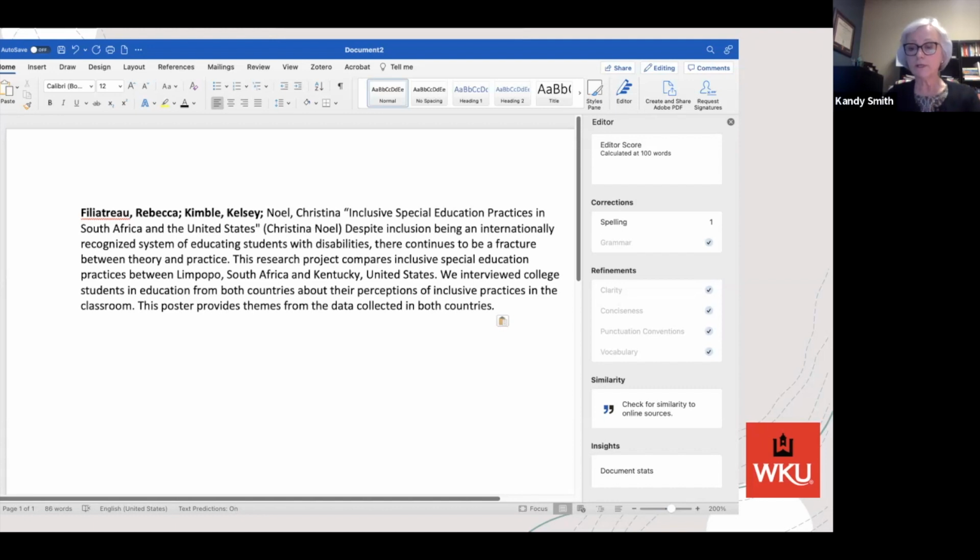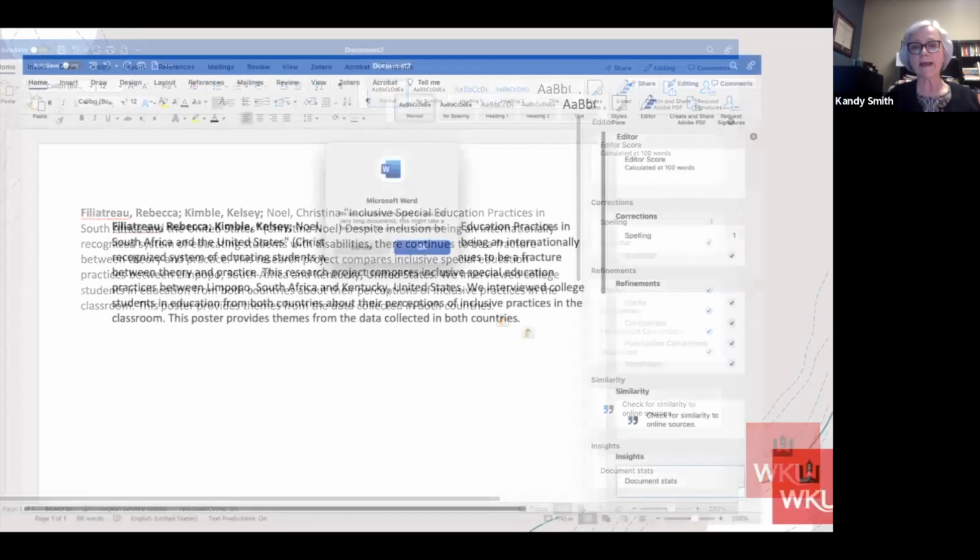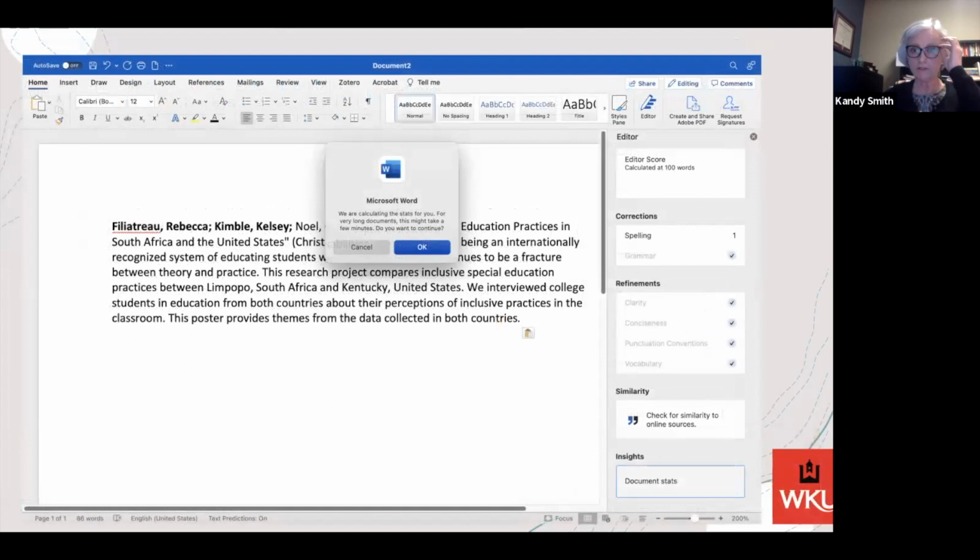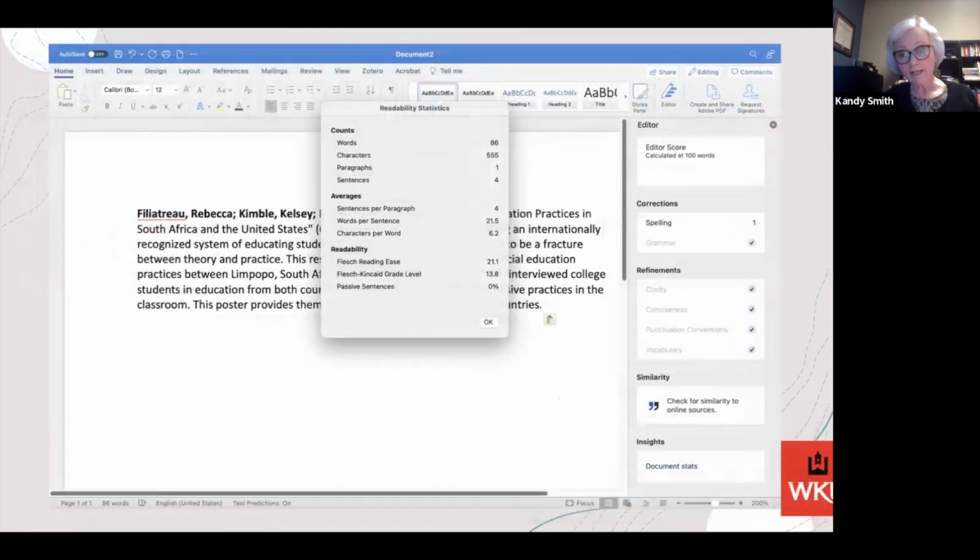So you go down to document stats and you click on that, and this box comes up and you tell it okay. And you're in editor, by the way. You've gone to the little brush up here that it looks like a brush to me, but it's lines and a pencil. So you're in editor. And then while you wait, you get these readability statistics. And preferably, I would have a little bit longer. This is only 86 words. We like to have about 450, but still it'll give you an idea of where you are.